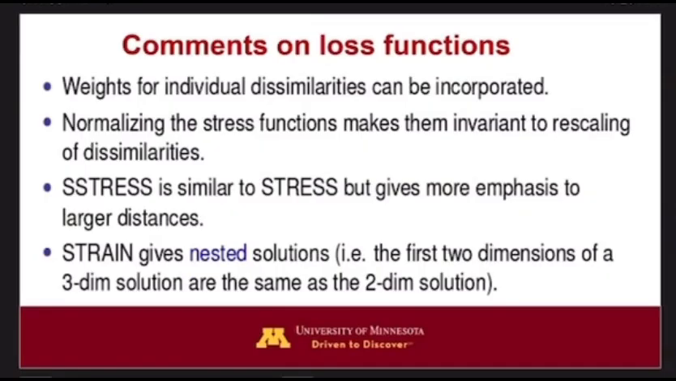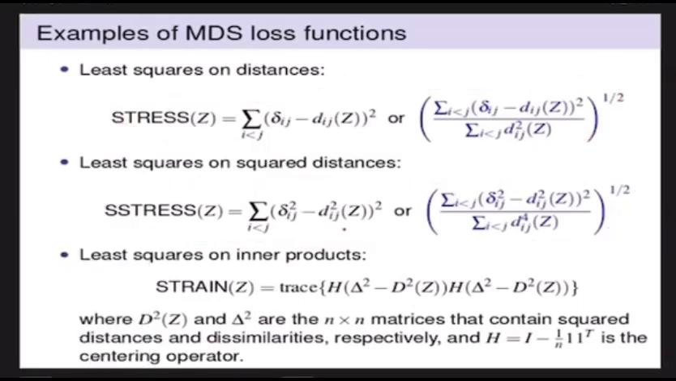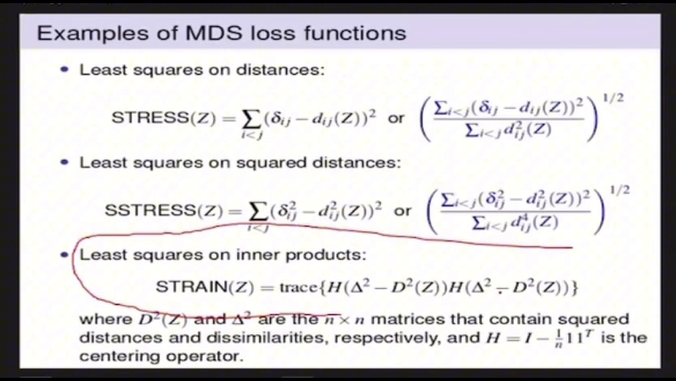And I said strain, which is the third one, gives a nested solution. The first two dimensions of a three-dimension solution are the same as the two-dimension solution. So, I told you the third loss function is very, very crucial. It's the one that we use, let me just say, most of the time when it comes to evaluating the loss function in MDS.